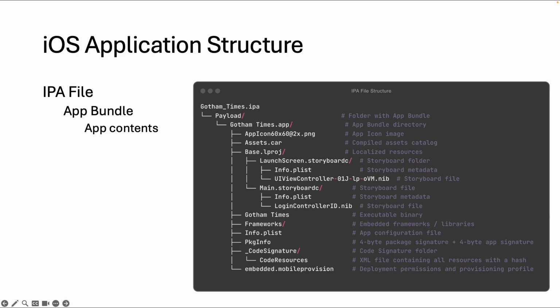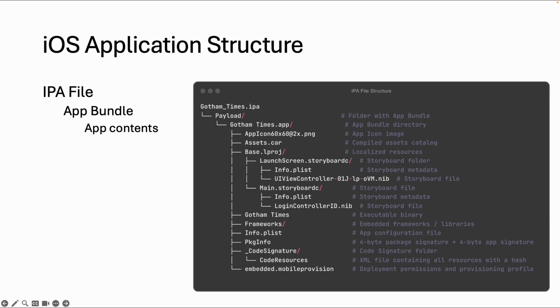But if we go over the contents, there's always a payload folder, which contains the so-called app bundle. The app bundle is a directory which ends with .app. So you can say it's a kind of package, but basically it's just a directory with all the resources which are needed by iOS to run the application. Some of the resources are just raw files, not compiled, like the app icon image you can see first, the PNG file. Then there is a compiled assets catalog file, which is always there, the Assets.car file.